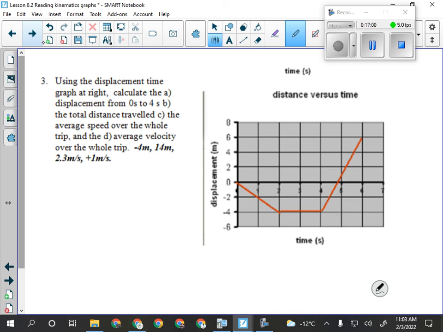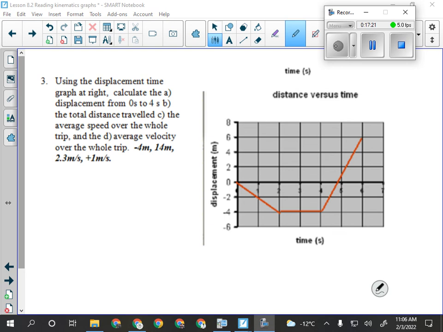Okay, let's try this one and then we'll move on to velocity versus time. Okay, so we got displacement, it's position versus time. Every box on the x-axis is 1 second, so 1, 2, 3, 4, 5, 6, because I know it's hard to read the lines there. Give you a couple minutes on that one, and then we'll move on to velocity time.